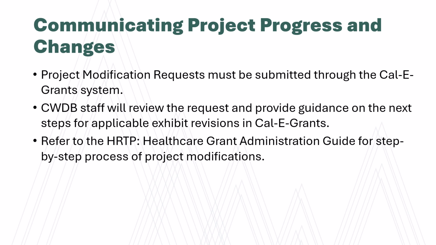For additional guidance regarding project modification requests, please review the HRTP Healthcare Grant Administration Guide, which provides step-by-step instructions. For questions about a potential modification, reach out to the program branch via the email hrtp@cwdb.ca.gov before submitting the request in Cal e-Grants for consultation and support.